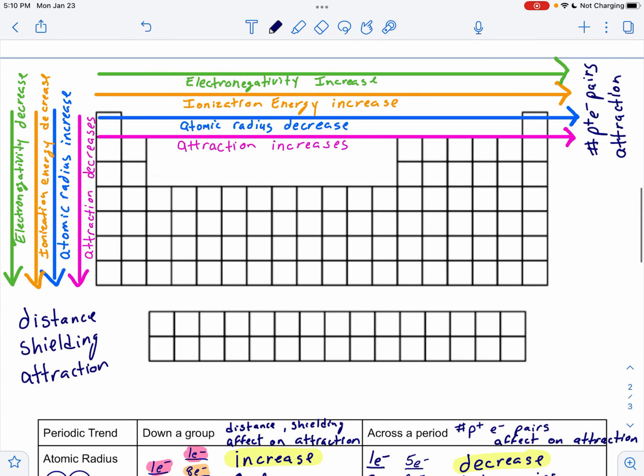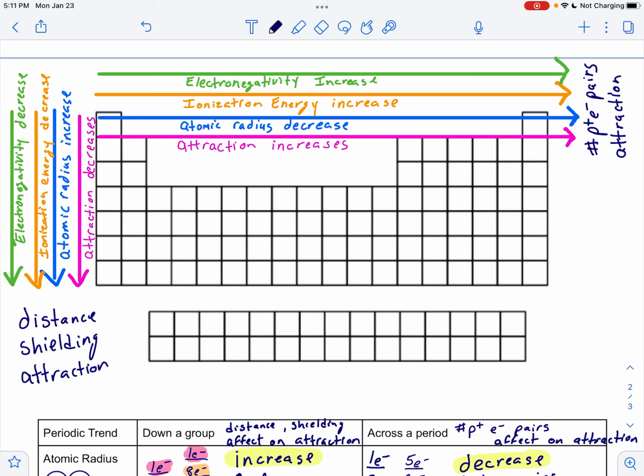The last thing to address is the different trends as we handle the periodic table. Keep in mind that for any question you answer, if it's going down a group, you must address distance, shielding, their impact on attraction, and then whatever the answer is for your trend. If you're going across a period, you must address the number of proton and electron pairs and how they impact attraction, and then answer the question as far as your trend.